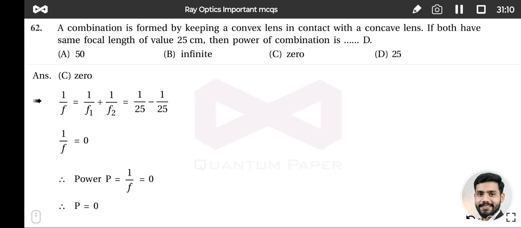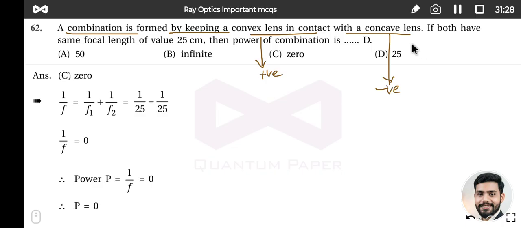Next question, a combination is formed by keeping a convex lens in contact with a concave lens. Okay, so two lenses are in contact, one is convex and one is concave. So we know that focal length of convex is positive and focal length of concave is negative. If both have the same focal length of 25, in that case the net focal length combination is 0, because 1 upon 25 and 1 upon 25, but one is positive, one is negative, so the total answer is 0.